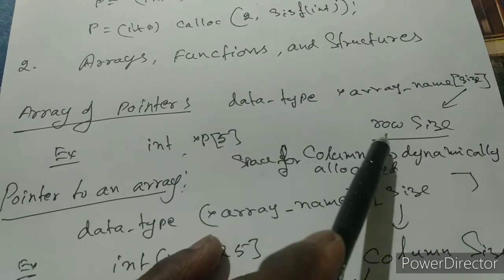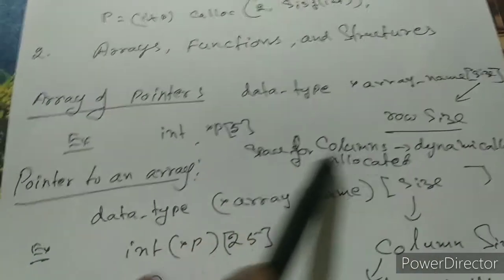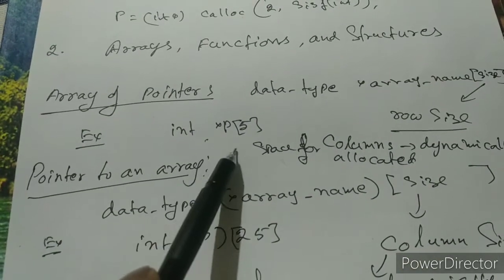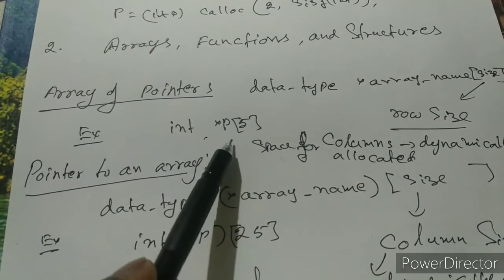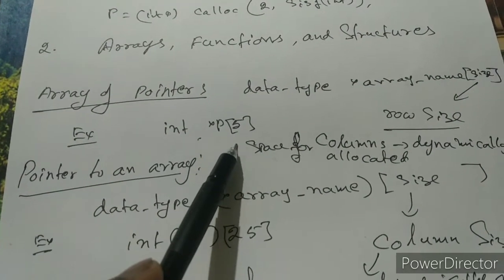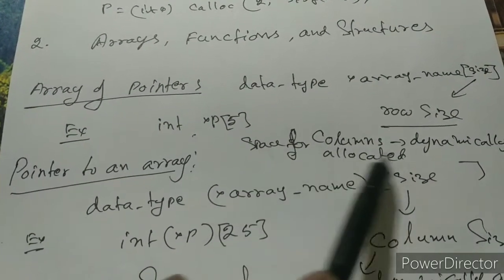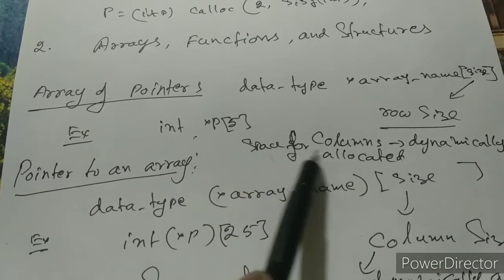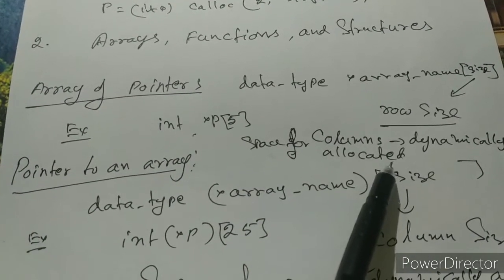Here size is represented as the row size basically. Here, for example, int *p[5] is an array of 5 pointers. The space for the columns is dynamically allocated.